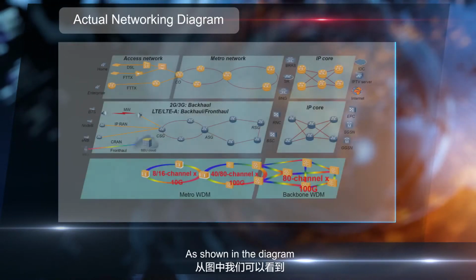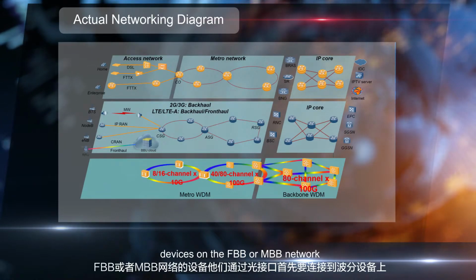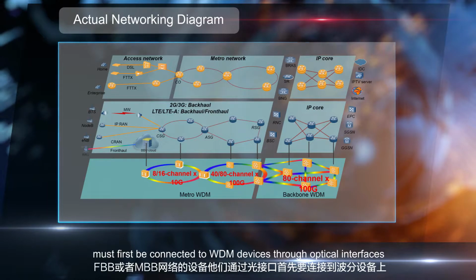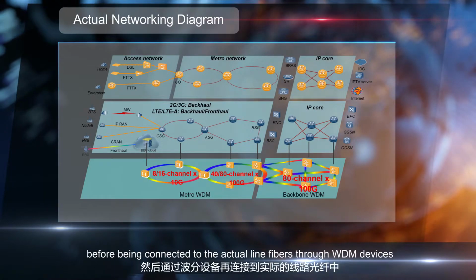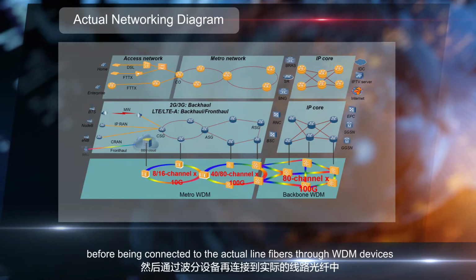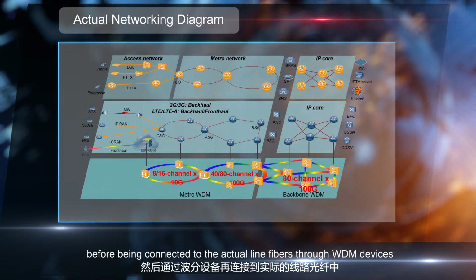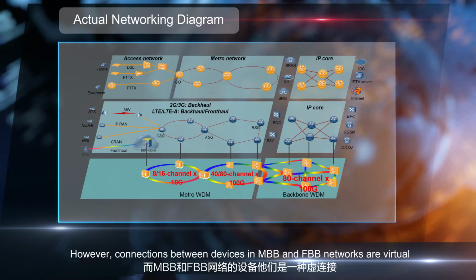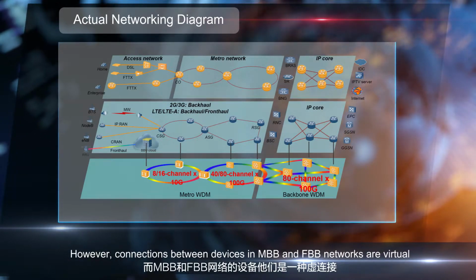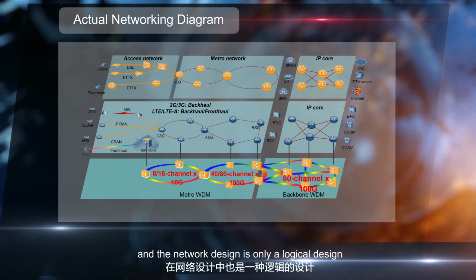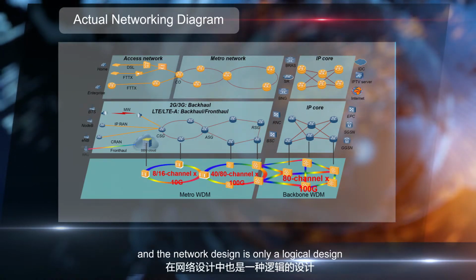As shown in the diagram, devices on the FBB or MBB network must first be connected to WDM devices through optical interfaces before being connected to the actual line fibers through WDM devices. However, connections between devices in MBB and FBB networks are virtual, and the network design is only a logical design.